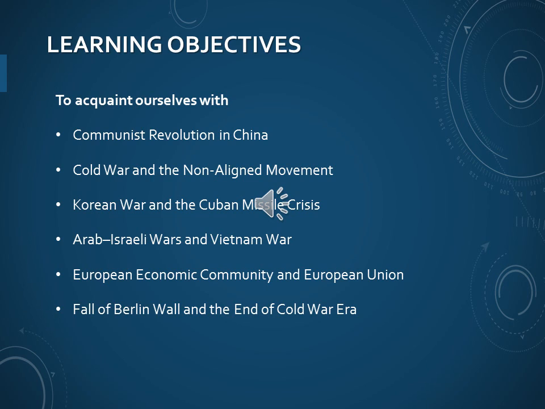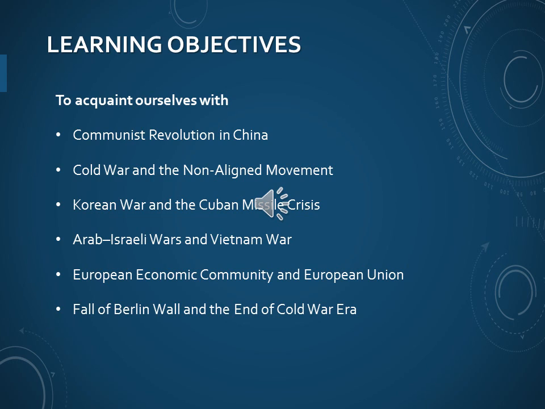Then the Arab-Israel War and the Vietnam War. They are located in Asia. Arab-Israel refers to the West Asian countries. Vietnam is located in Southeast Asia, south of China. So what was the problem? What was the reason for the Arab-Israel War? Then the Vietnam War.